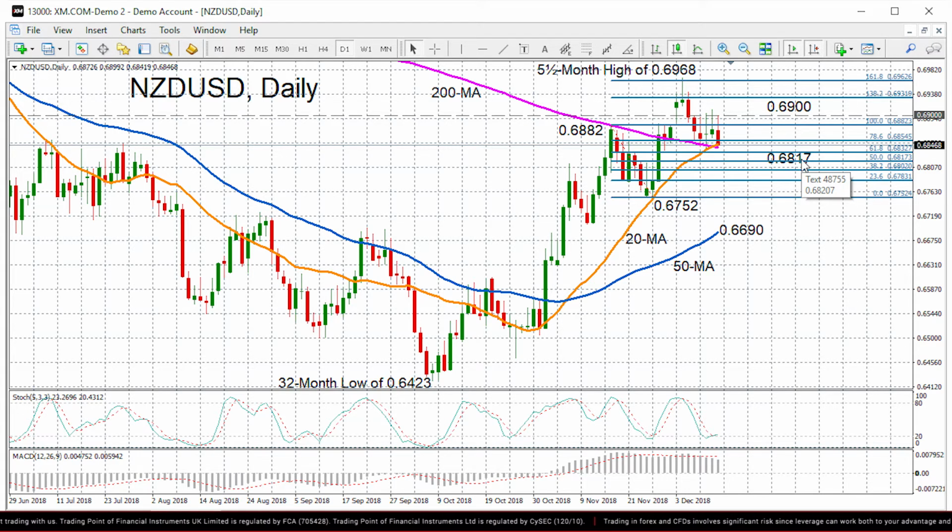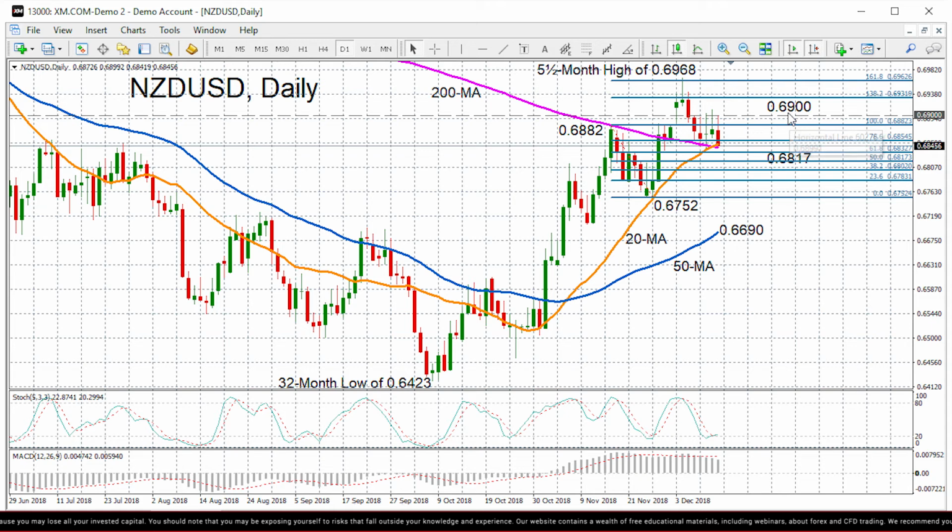Slipping below that level, we could see the pair losing further momentum and the downside momentum gathering further pace, and then the next support below that would come from 0.6752. That's the swing low from late November, before heading towards the 50-day moving average at 0.6690. To the upside, though, there is immediate resistance coming from the 0.69 handle.